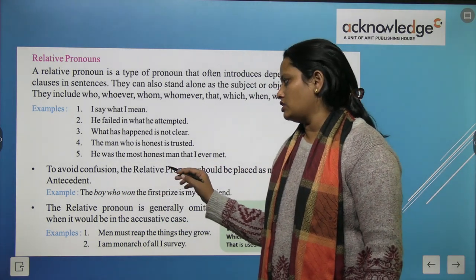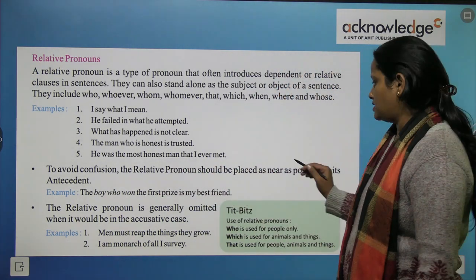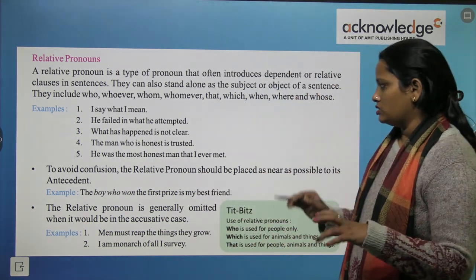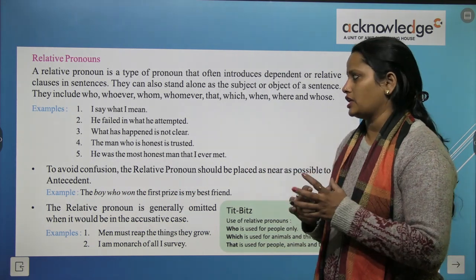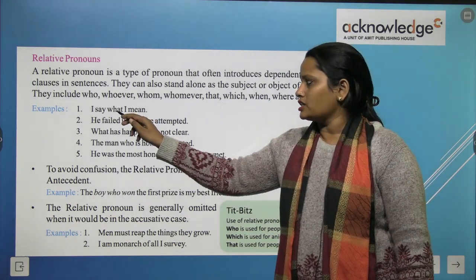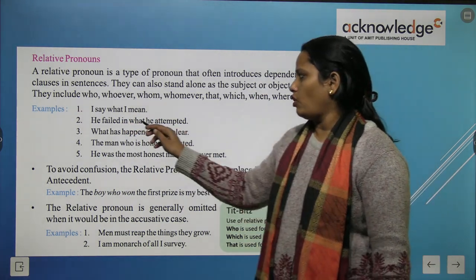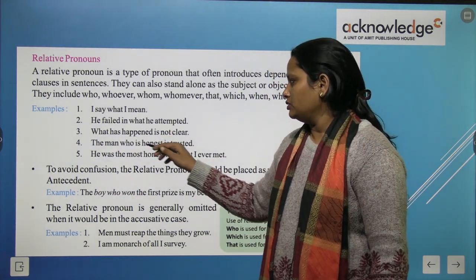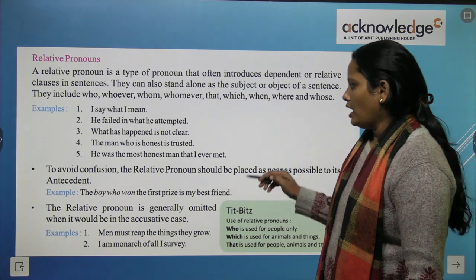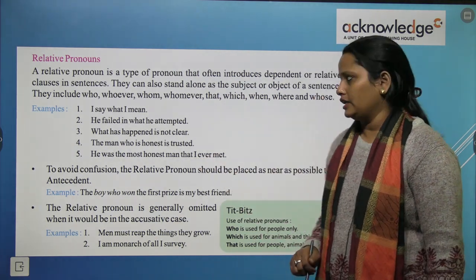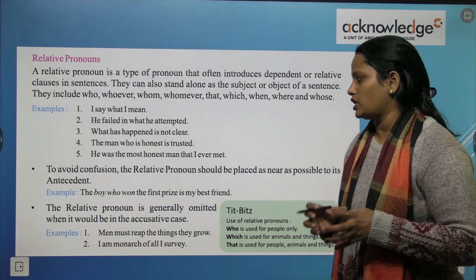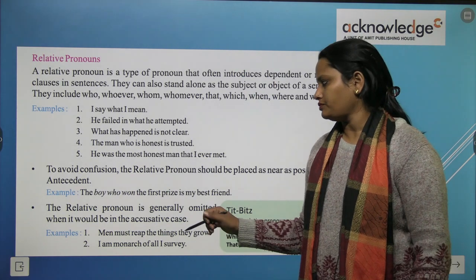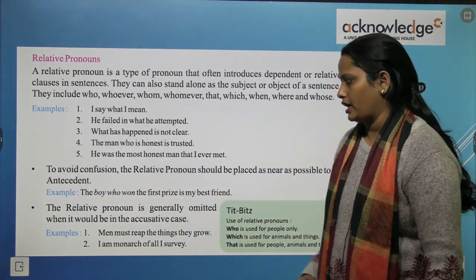To avoid confusion, the relative pronoun should be placed as near as possible to the antecedent. So relative pronoun को जो है antecedent के काफी पास रखा गया है. So आप यहाँ देख सकते हो what के साथ I है and what के साथ he है, what has है and here who man के साथ who है and man के साथ again यहाँ पे that लिखा गया है. So इन्हें आपस में बहुत close रखा जाता है. The boy who won the first prize is my best friend. So boy के साथ who लिखा गया है यहाँ पे.